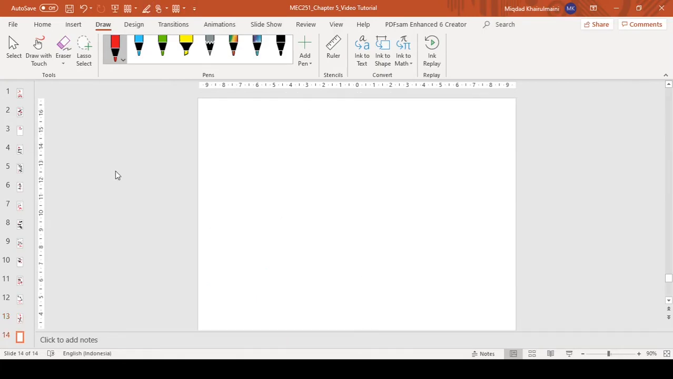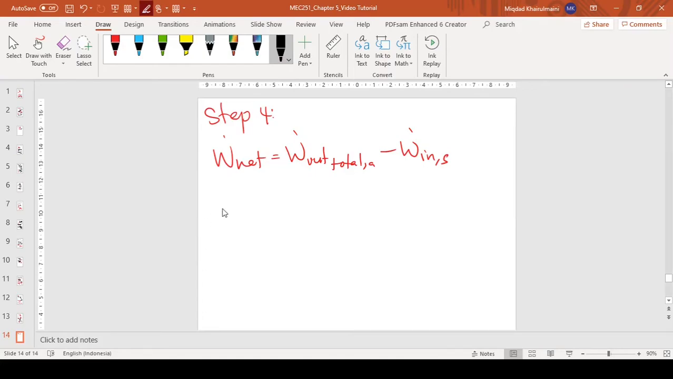Okay, so all the temperatures are calculated. We can now proceed to step number 4, which is just to substitute and solve. For the net work we know that the net work equals the total actual work output minus the work input. We can calculate them individually, for work out and also work in.